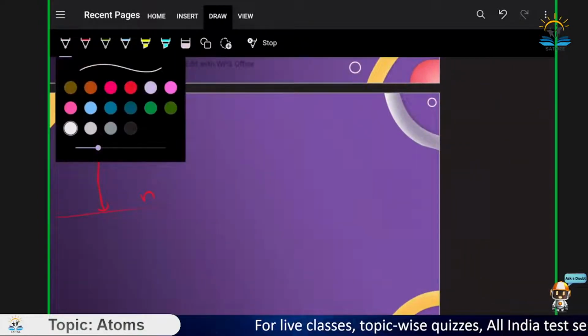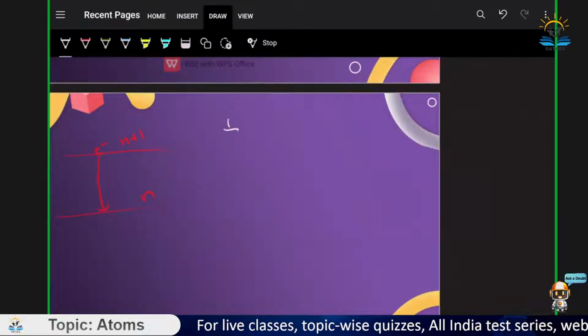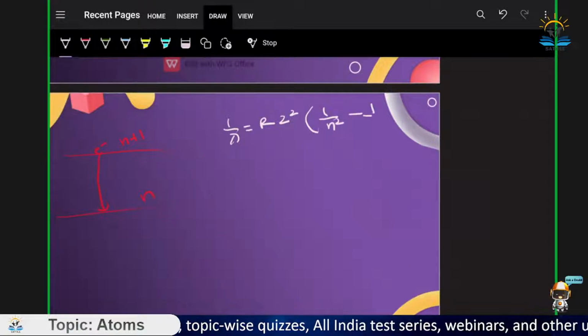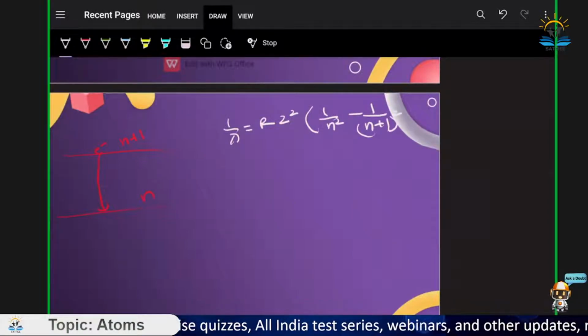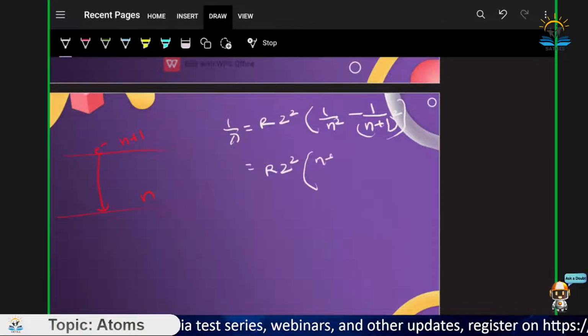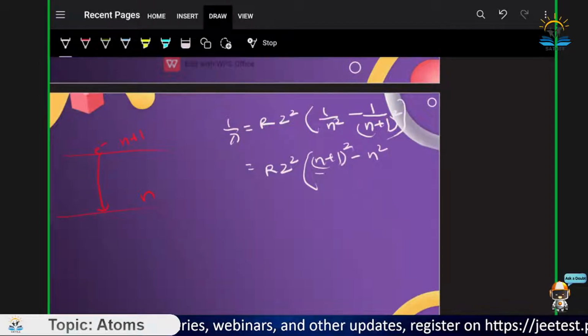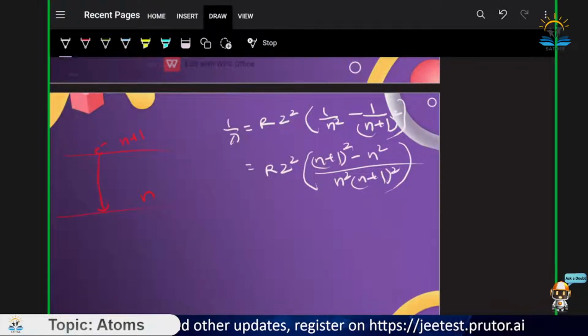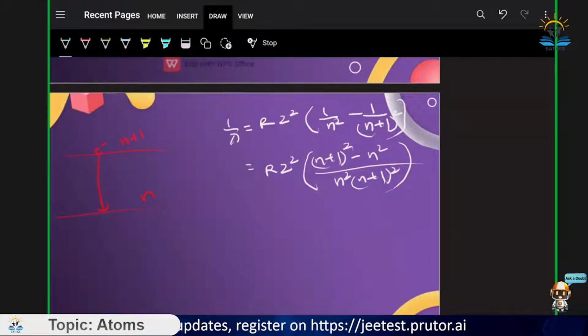We know the formula: 1 by lambda equal to R Z square into 1 by n square minus 1 by n plus 1 whole square, which is equal to R Z square into n plus 1 whole square minus n square, divided by n square into n plus 1 whole square. Okay, easy. Now, multiplying c on both sides, c by lambda. What is c by lambda? c by lambda is the frequency, right?